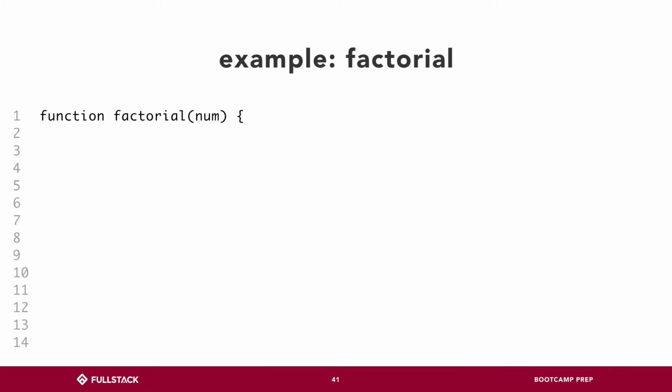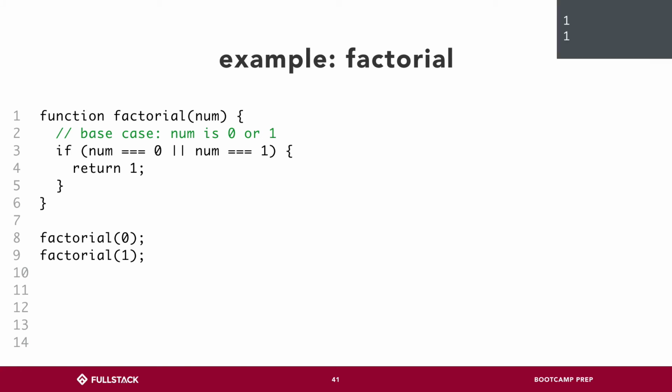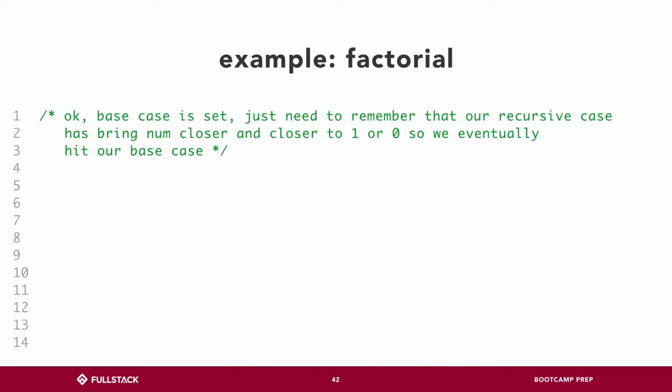So here we'll say, okay, let's define the function factorial. And we have a base case. If number is 0 or number is 1, just return 1. And then if we call factorial of 0 and factorial of 1, we should expect to get 1 on both ones. So that's good. We have a base case now of what factorial is. So we've set the base case.